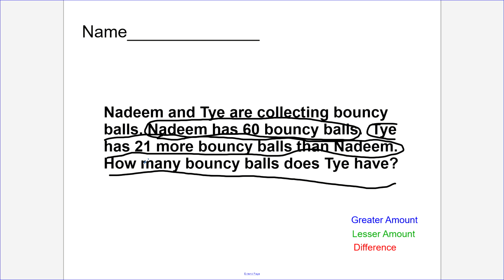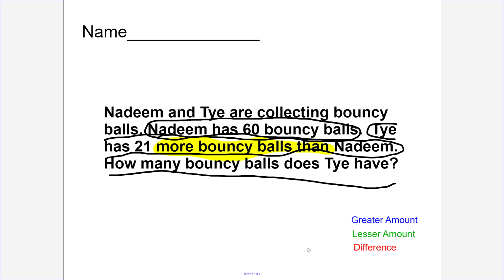I want you to read very carefully through this problem again and find the compare words, the words that show we're comparing two amounts. Yes, the compare words in this problem, the words that show we're comparing two different amounts, are more bouncy balls than. Those words show that we're comparing the number of bouncy balls Ty and Nadim have, and we can see that one person has more bouncy balls than the other.